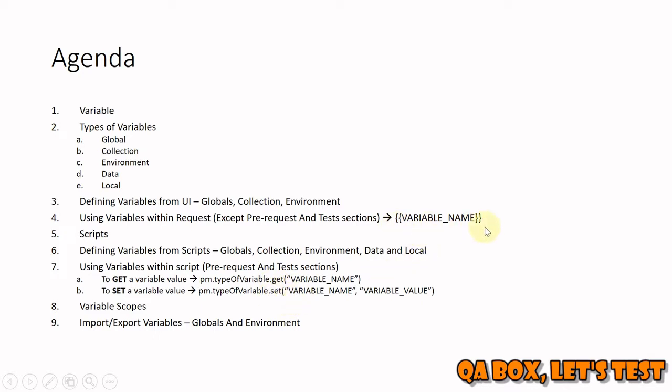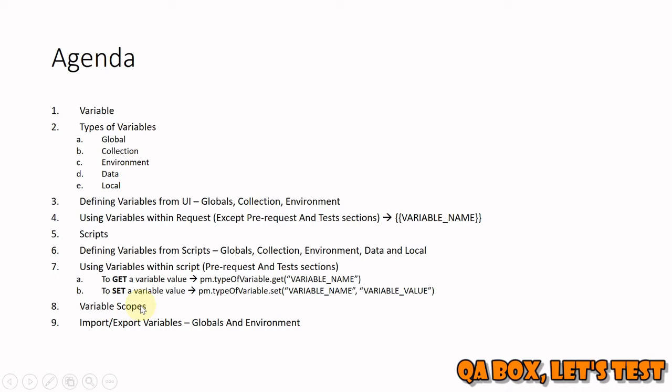And the other syntax is what we are going to use in the body, in the URL section, even in the method, even in the authorization, username and password section, so everywhere. You can use it in a lot of places, but you can't use this particular syntax under these two sections, pre-request and test sections. We'll see that in scope in this video. And the last one is variable scopes.